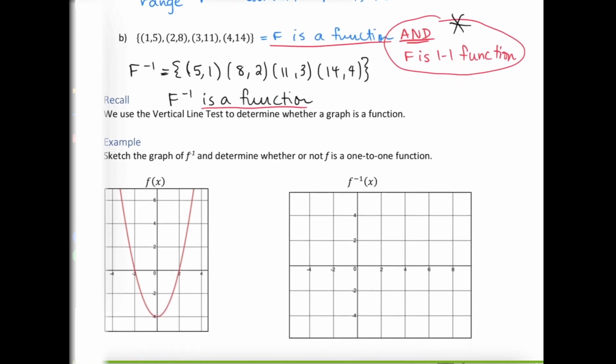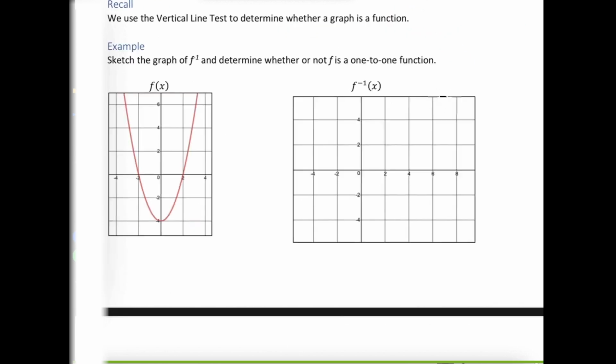Now, looking ahead then at some graphs, let's recall that if we are looking at the graph of a collection of ordered pairs, we can use the vertical line test to say, yeah, this is a function. So yes, f is a function because it passes the vertical line test. Now, in order to determine whether or not f is one-to-one, we would need to find the graph of the inverse and determine whether or not the inverse is also a function. And in order to determine the inverse, again, we're just going to switch the x and the y values.